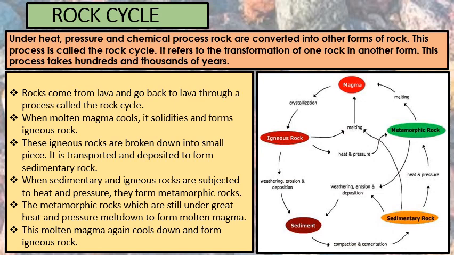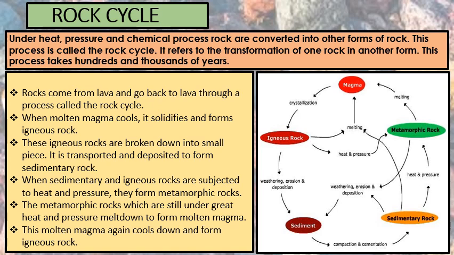The process of transformation of rock from one to another is known as the rock cycle. This rock cycle takes place under heat, pressure and chemical change, wherein one type of rock is transformed into another. But this is not a very quick process. It's gradual, so sometimes it takes hundreds or thousands of years. So the rocks come from the lava and go back to lava. But in the process, they might change from one type to another.